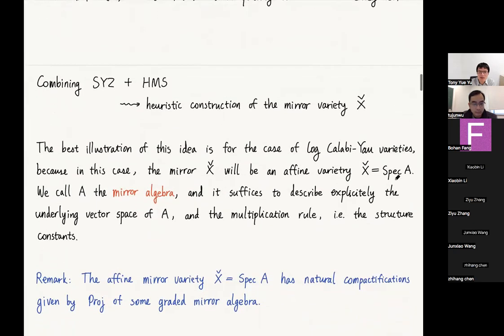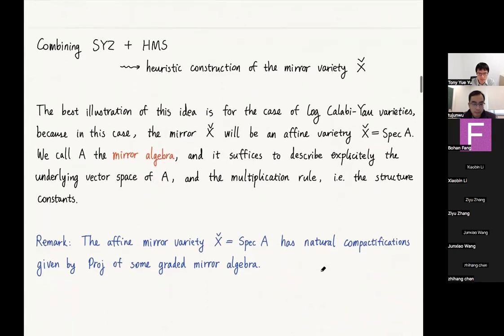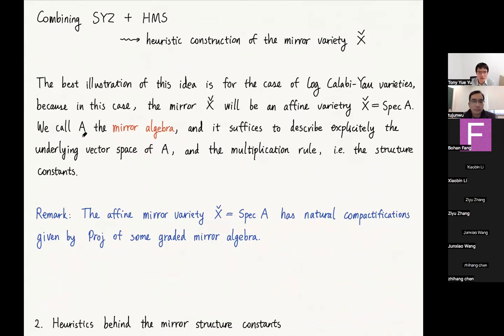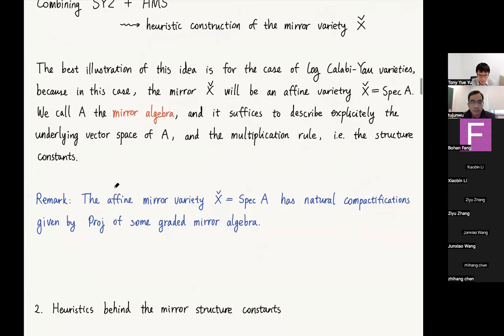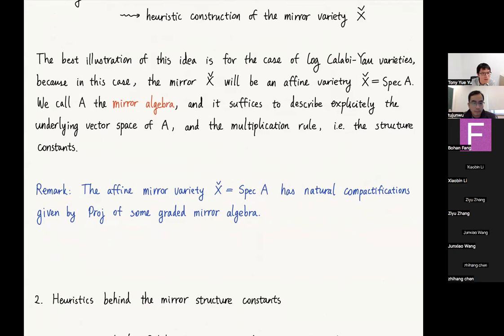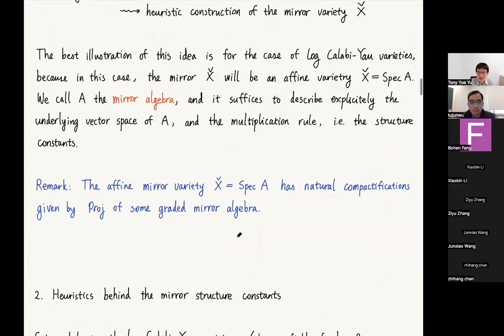Maybe you say why it's affine, maybe you like projective variety, it's okay. Actually, this affine variety also has a natural compactification. We just consider a natural grading on some algebra and we take Proj, we will get a projective variety. So let me just focus on the affine case. Now I will explain how to define this mirror algebra. Now I reduce the question about mirror construction just to a question about constructing an algebra. So I'll explain how to define the mirror algebra and how to define the structure constants. Are there any questions for now? Okay, if there are no questions, I just keep going.